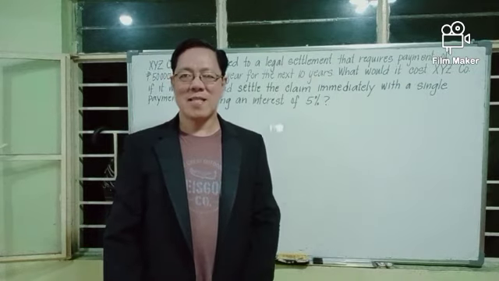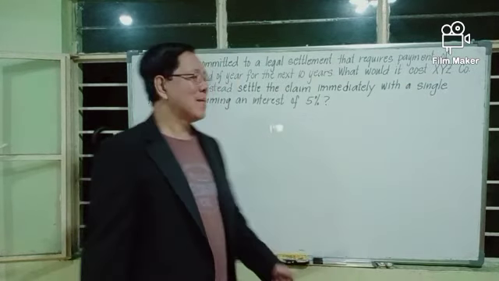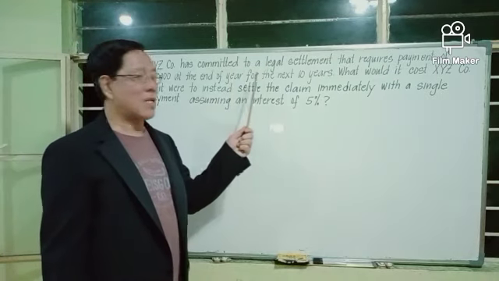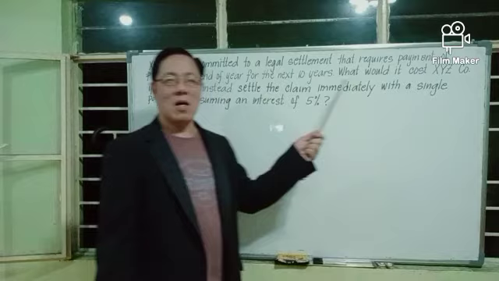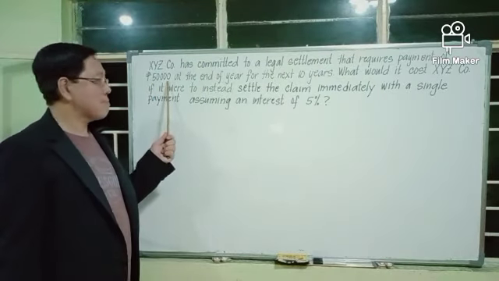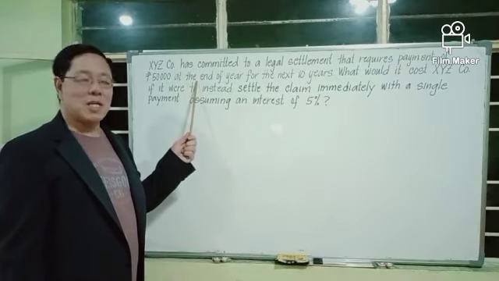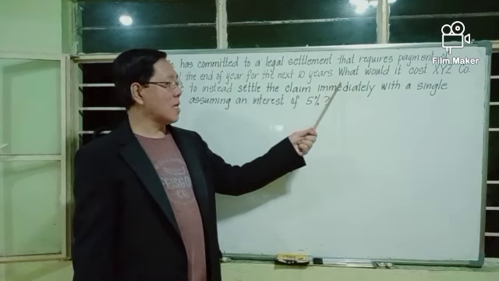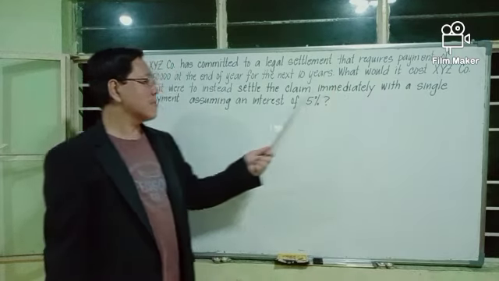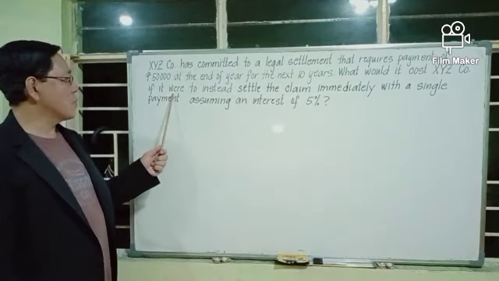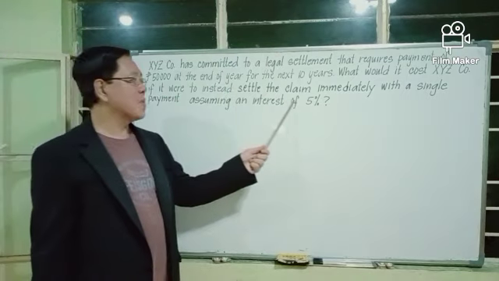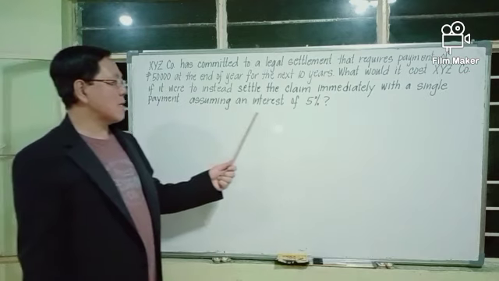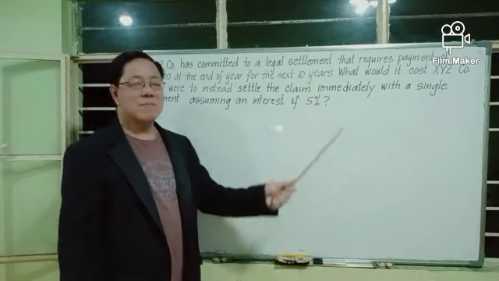For our second example, consider the following problem. XYZ company has committed to a legal settlement that requires payment of 50,000 pesos at the end of each year for the next 10 years. What would it cost XYZ company if it were to instead settle the claim immediately with a single payment, assuming an interest of 5%?